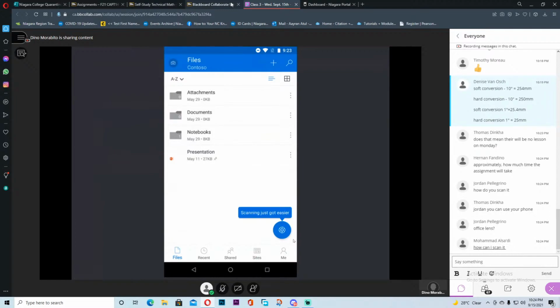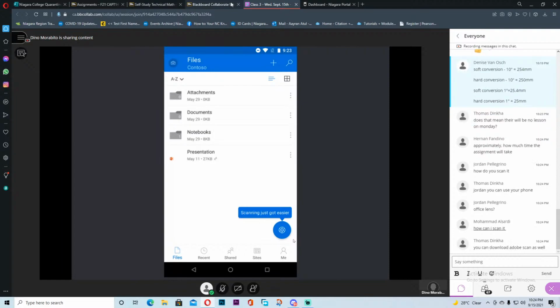If you don't have it, it's easy to get. And you guys should be on your phones. You should be downloading at least Microsoft OneDrive. You have an account for it, okay? And Microsoft OneDrive has a feature that looks like this.